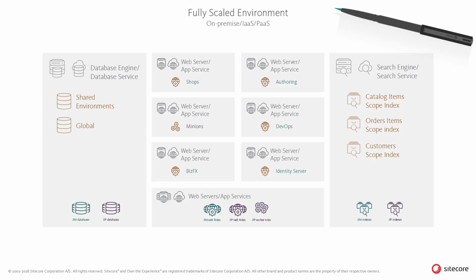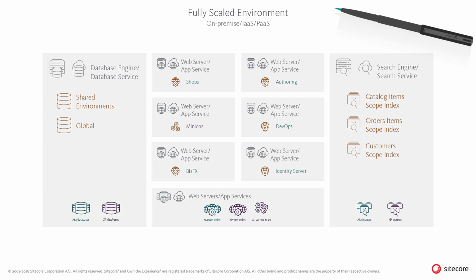Continuing down this path, you can see how each of the roles have also now been pushed out to their own instances, either on-premise or IaaS servers, or as Azure PaaS app services. This gives you the ability to individually scale each of the engine roles as required. For example, if you have a storefront with a large amount of traffic, you can scale the shops role to handle more traffic than the others.